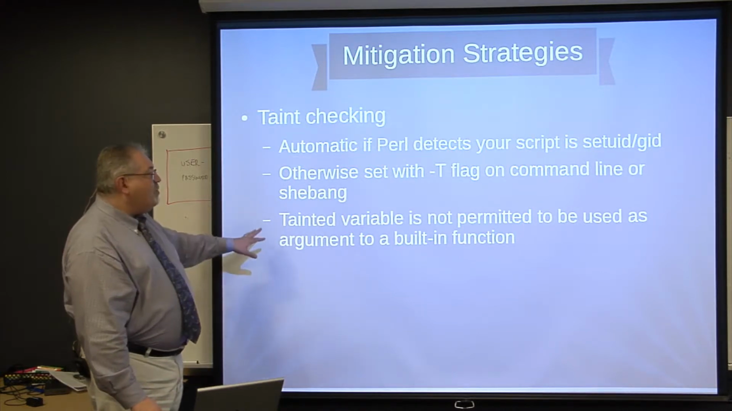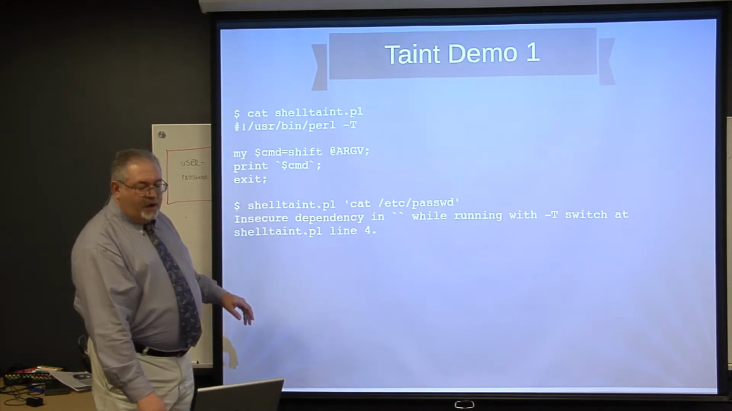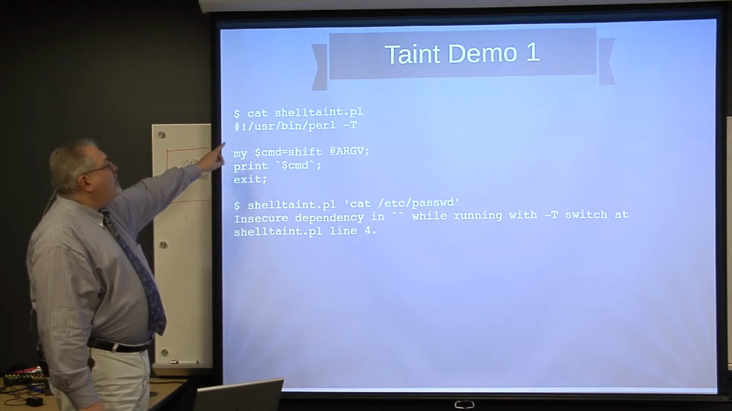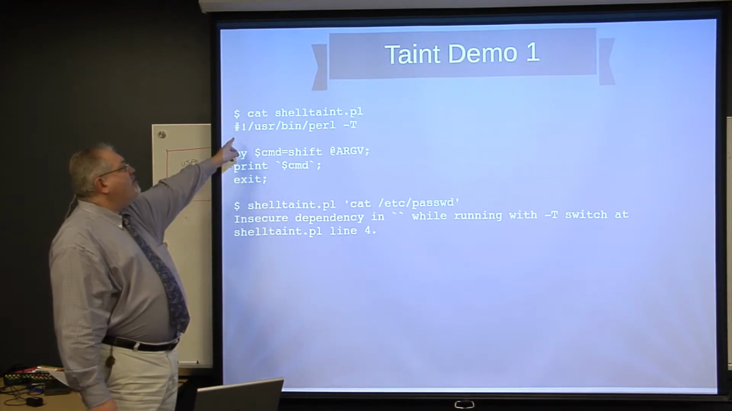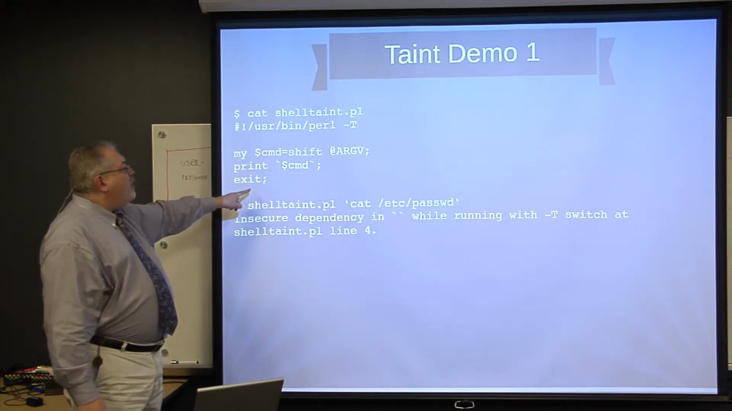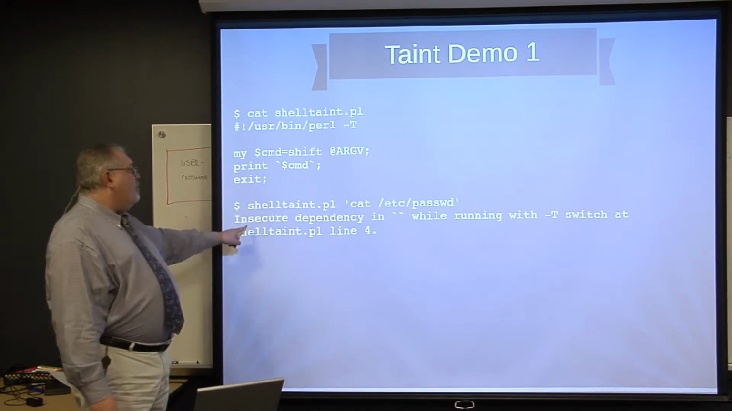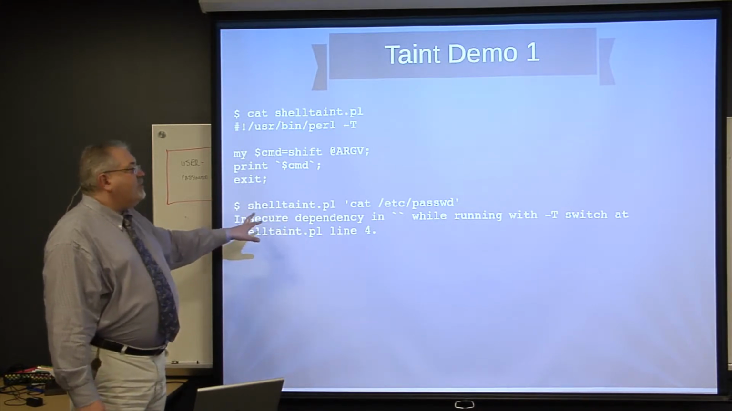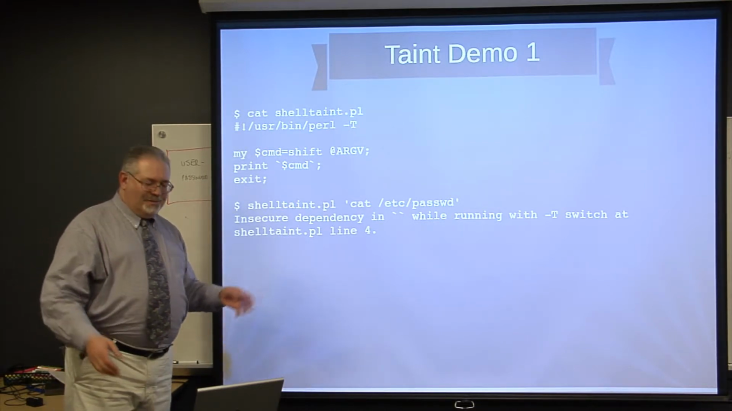And so a tainted variable cannot be used as an argument to a built-in function. There's a method of untainting. Here's a demo, shell_taint.pl. Here's where you put the -T on the shebang line. When Perl sees this, it'll run itself with that flag. Then we try to do the same thing we did before for shell injection, but now if you try to put the information in, you get an error. You get a runtime error, insecure dependency in backticks. That's very nice, because that at least protects you from spitting out all the users on your system, which you're not supposed to do.